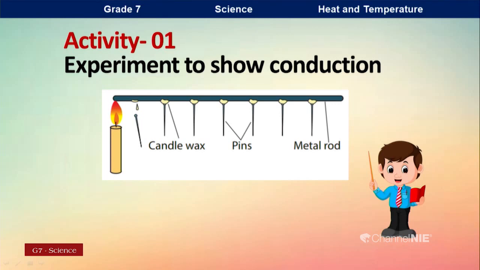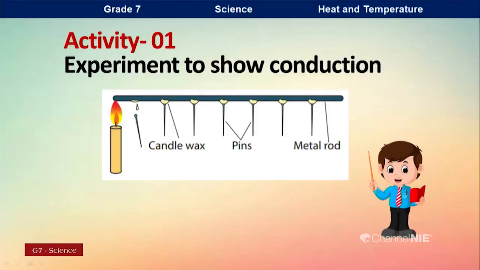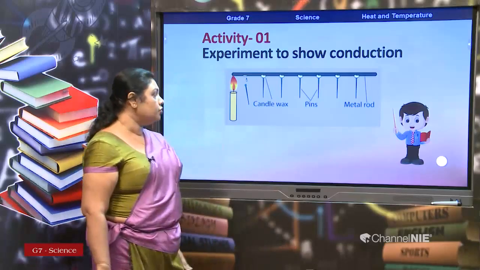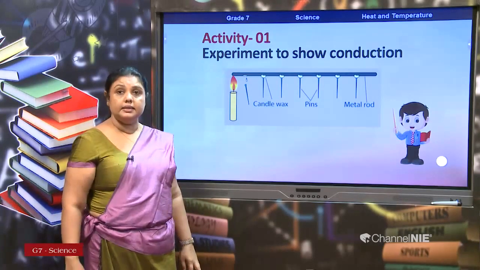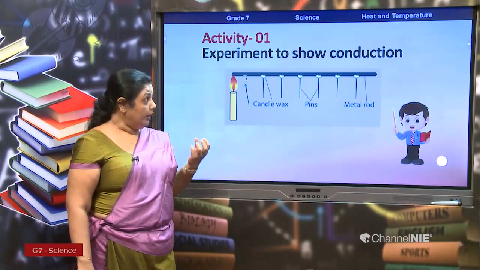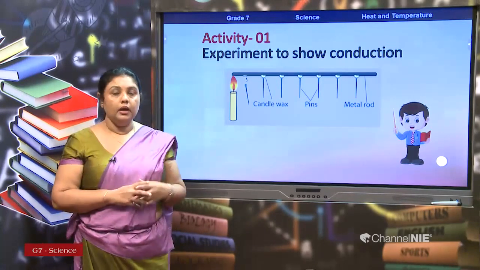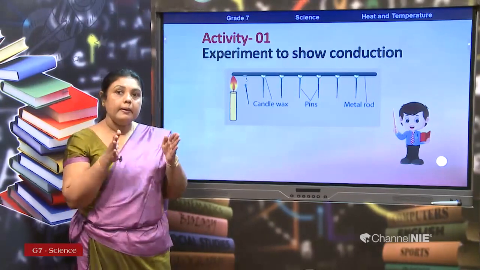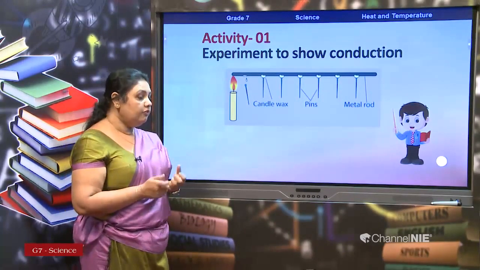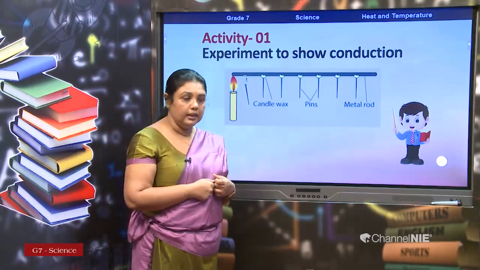Therefore, we will see what will happen if you heat this. If you heat this end, what will happen to the candle wax which is fixed to this? It is getting melted. Candle wax is a material which is getting melted with heat. So, I will show you how to do this experiment briefly. Right. Shall we move to the method of doing this?